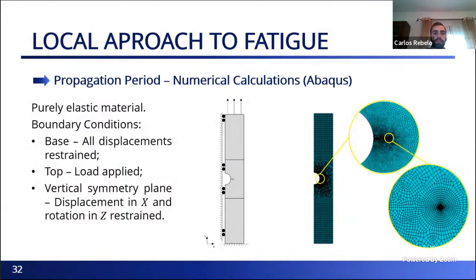In the case of the propagation model in Abaqus, a purely elastic model was considered. It was not possible to use horizontal symmetry since the crack occurs along that line. The boundary conditions and applied load are identical to the initiation model. A crack was defined here, and at the tip of the crack, a circular mesh with 10 contours was defined, allowing for the extraction of a stabilized stress intensity factor.